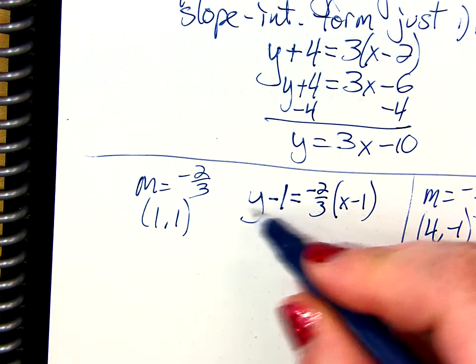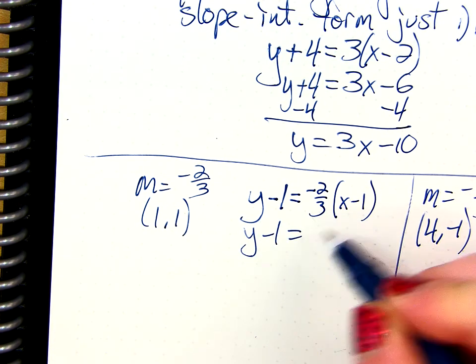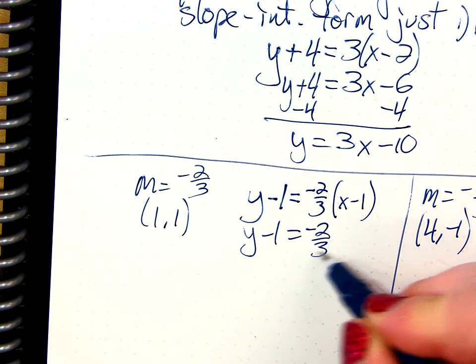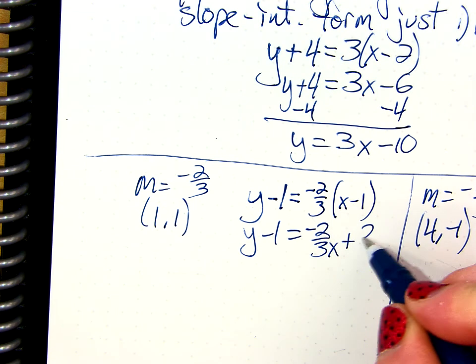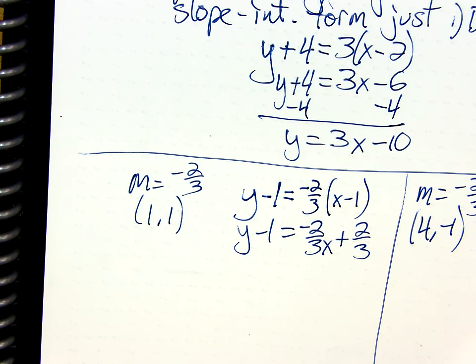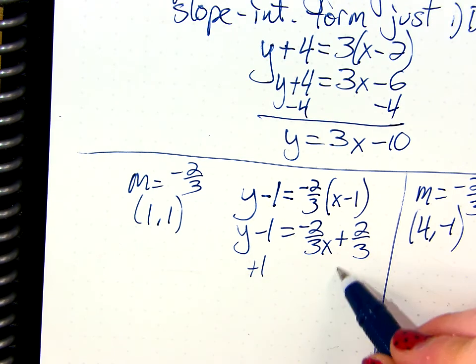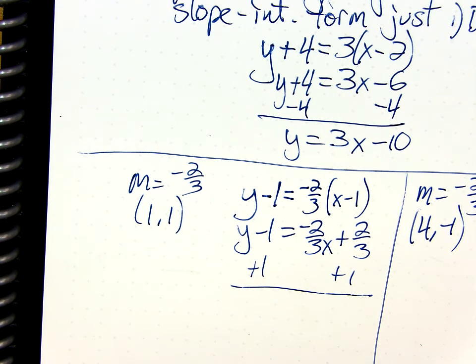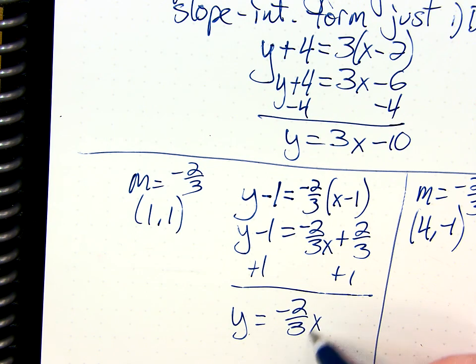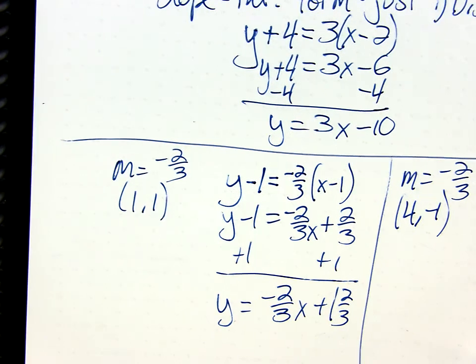So if I change this into slope intercept, let's distribute that -2/3. Now that'll be a +2/3. I need to add 1 to both sides. I got kind of lucky here. What's 1 + 2/3? 1 2/3. All right, so there's that one in slope intercept form.